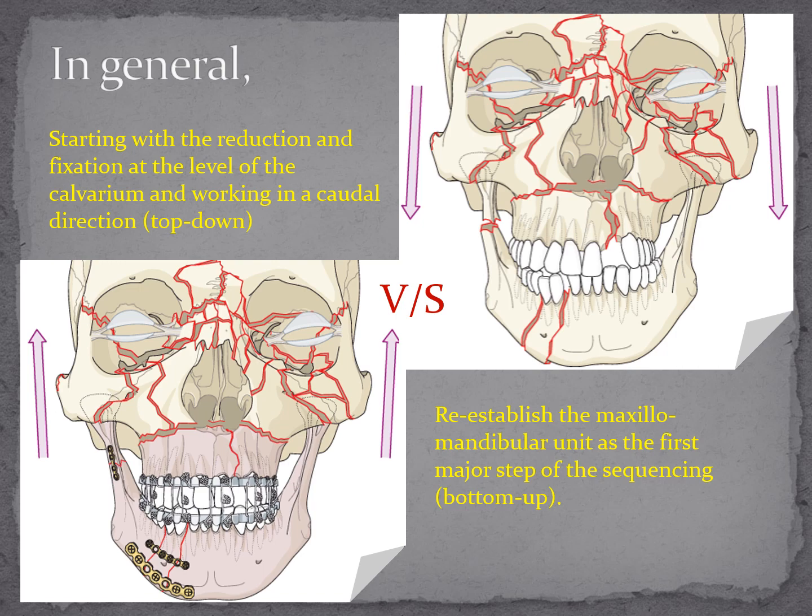That is either the top to down, which is starting with the reduction and the fixation at the level of the calvarium and working in a caudal direction or an inferior direction, or the bottom up, which is the re-establishment of the maxillomandibular unit first as the major step of the sequencing of fractures.